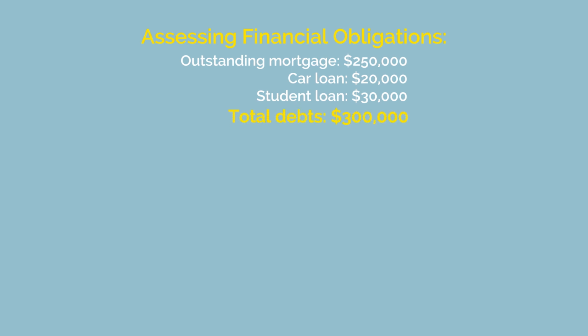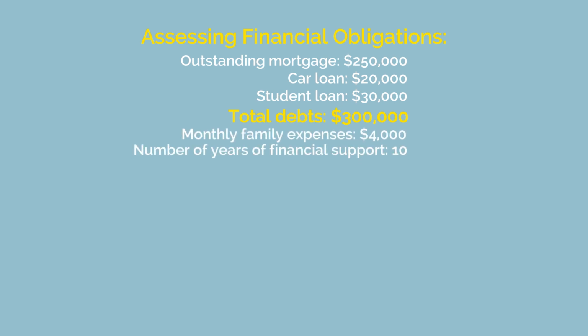Now, her monthly family expenses are $4,000 a month. She wants to provide financial support for the next 10 years. So you would take the $4,000, multiply that by 12, that would give you $48,000.